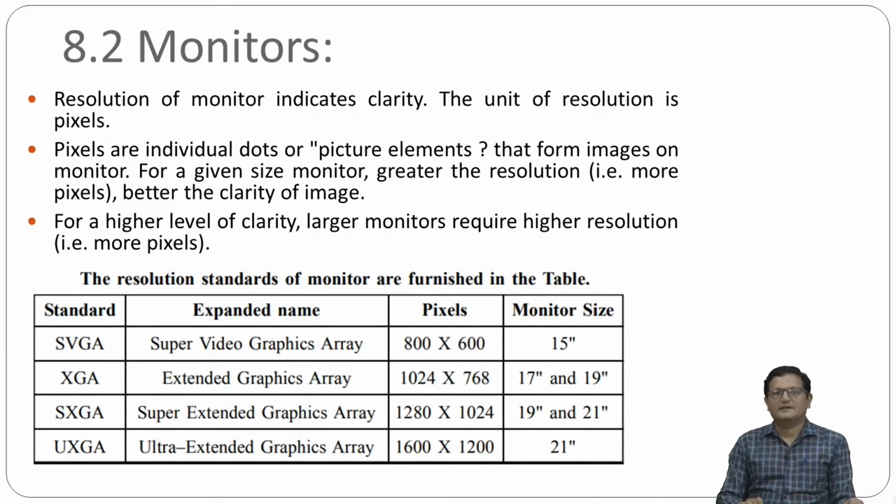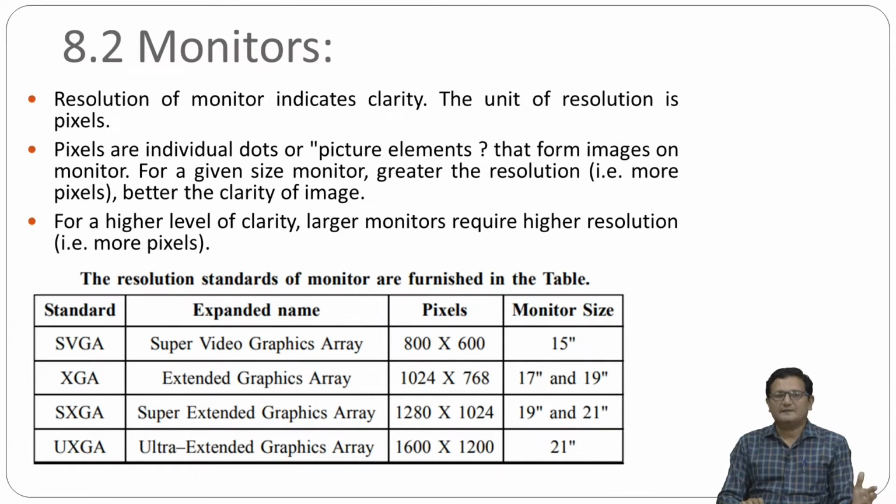Resolution of the monitor indicates clarity. The higher the resolution, the clearer the images you can visualize from the monitor. The unit of resolution is the pixel. Pixels are small dots. If more pixels are there, more dots are there, and obviously by using that monitor a clearer image can be produced. Pixels are individually small dots, called picture elements, that form the image on the monitor.